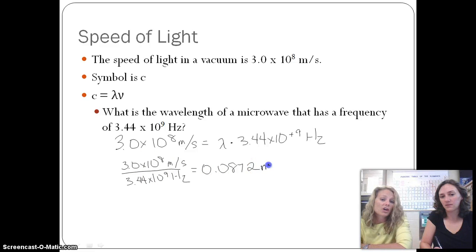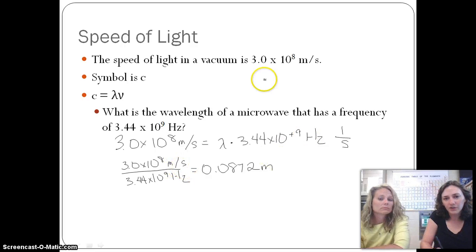Yes. And the hertz end up actually canceling each other out with the hertz on the bottom and the seconds that was being divided. Remember, hertz is just 1 divided by seconds. So if you've got seconds in the denominator over here, it's going to cancel out, and all you're left with are meters.